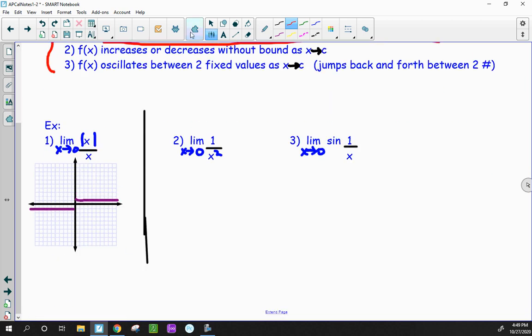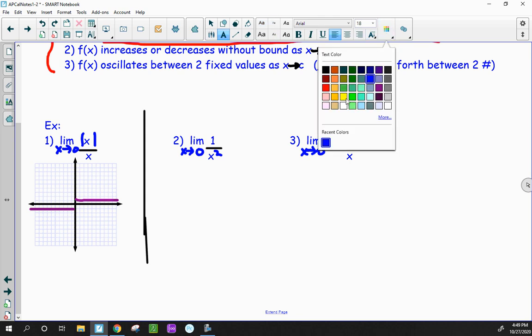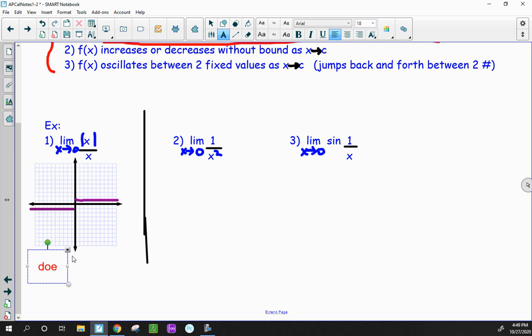And so what we say in calculus, we write, well, it does not exist. I'll write that first. But for short we write DNE, does not exist.